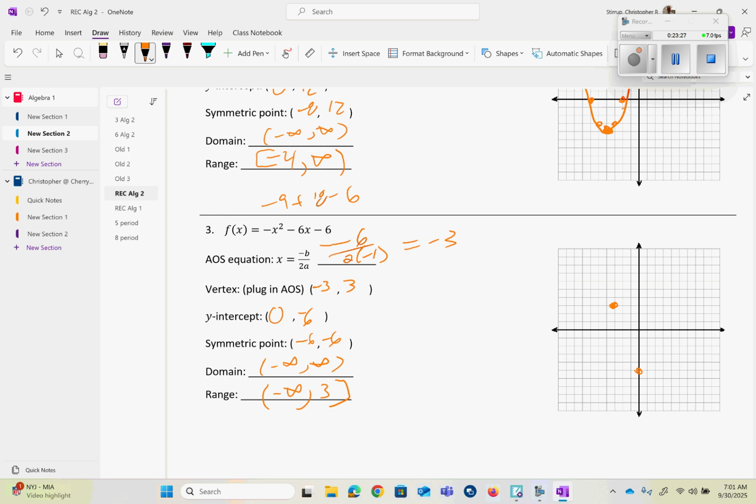So our pattern graph is going to be -1, -3, -5. So right one down 1, left one down 1. Right one down 3, left one down 3, so on and so forth. There's our parabola.